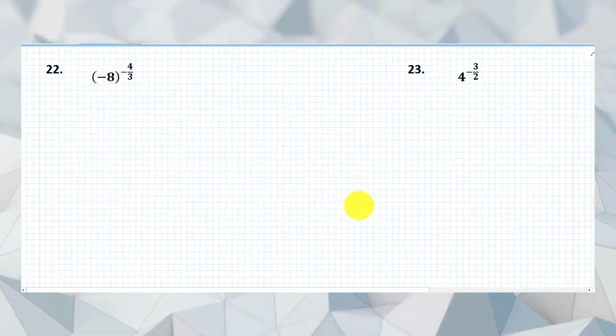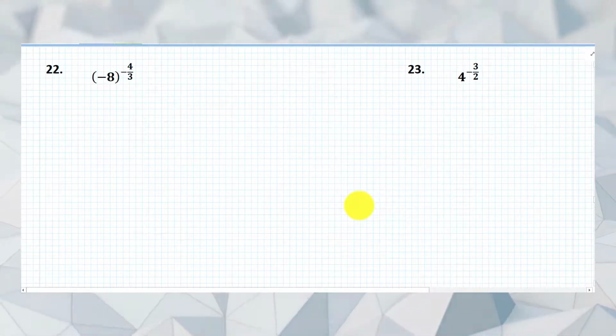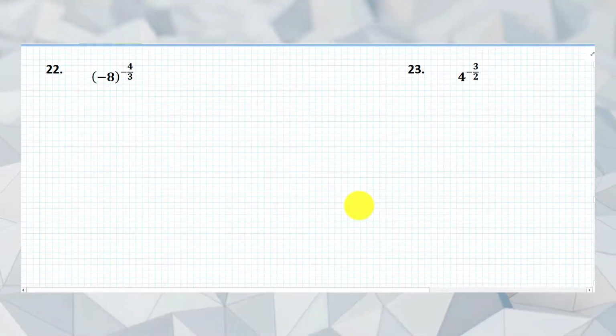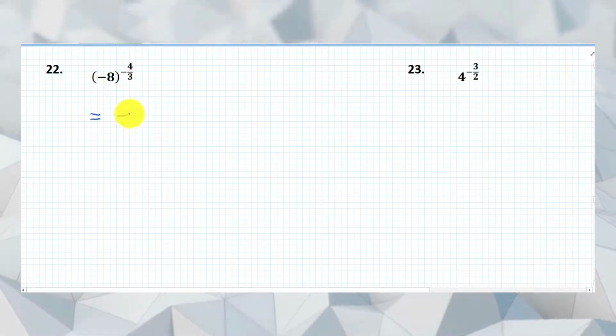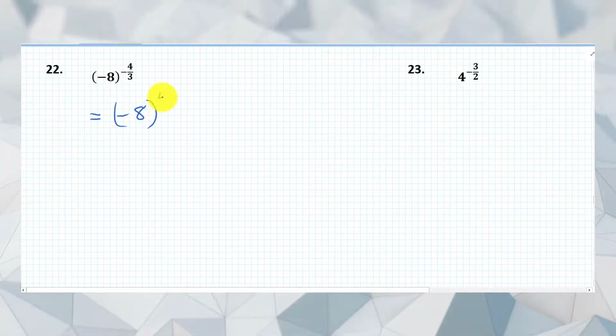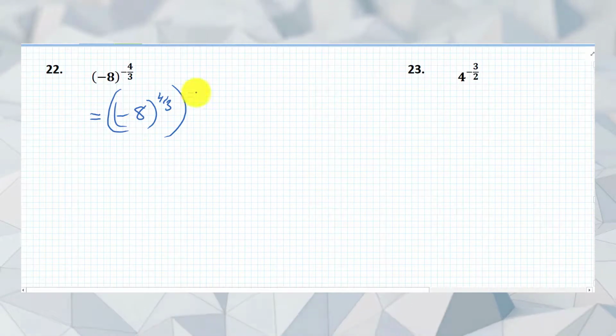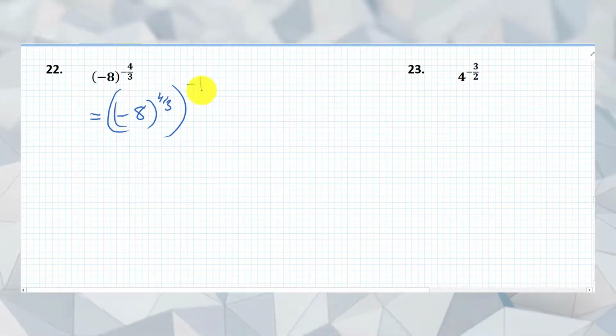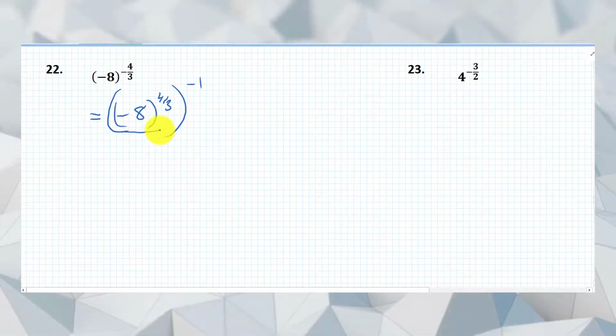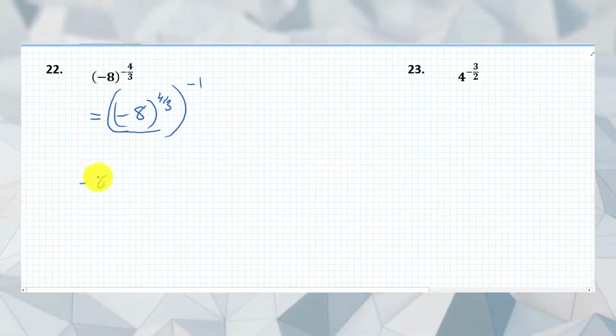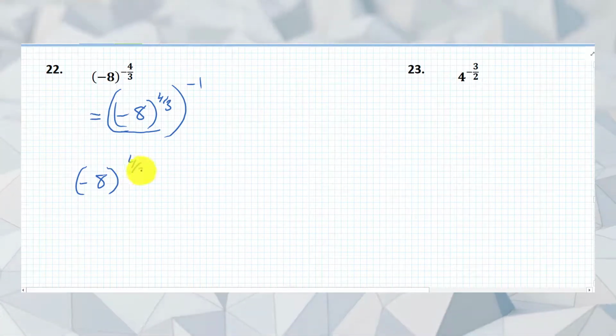All right, let me do number 22. You will do number 23. In number 22, what do we have? We have negative 8 to the 4/3 to the negative 1. Okay, right? To the negative 4/3. So let's take what's inside on the side and let's do it. Negative 8 to the 4/3.